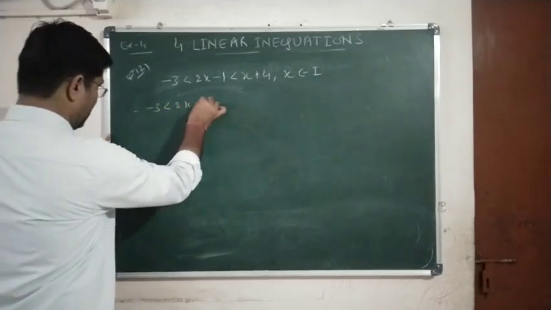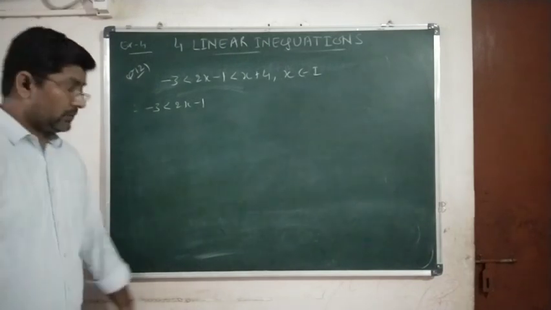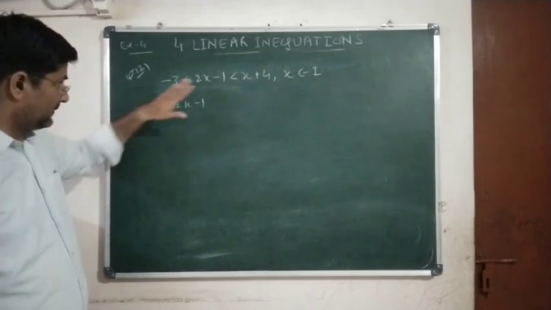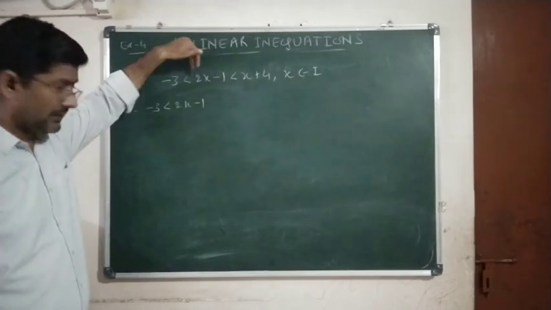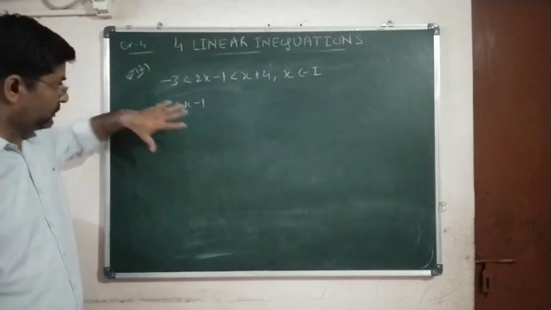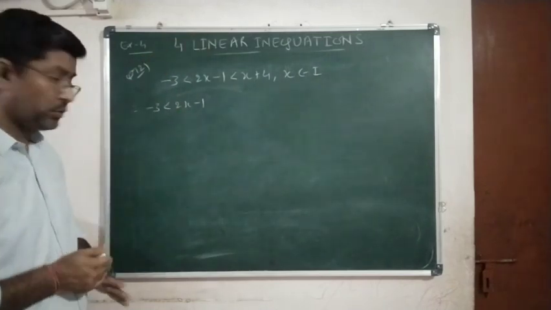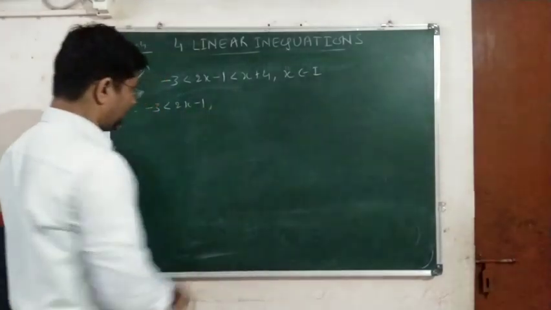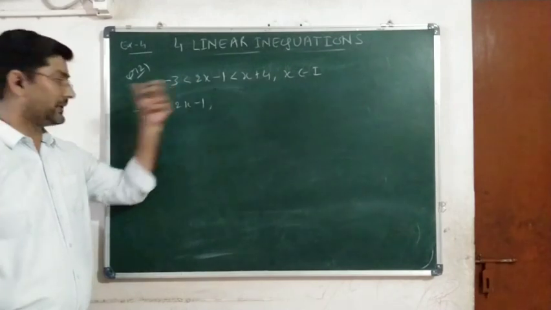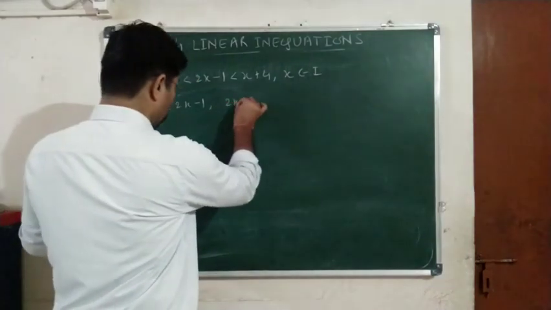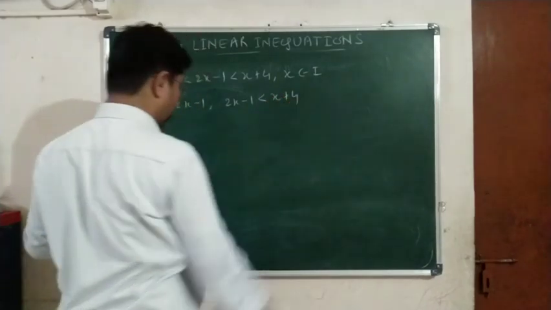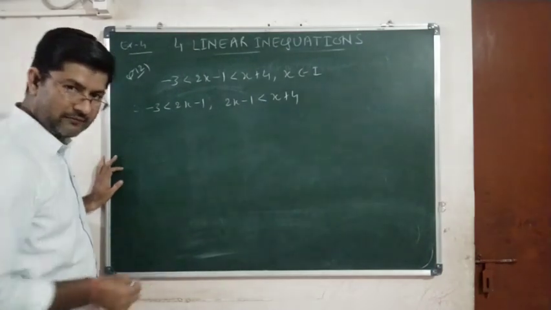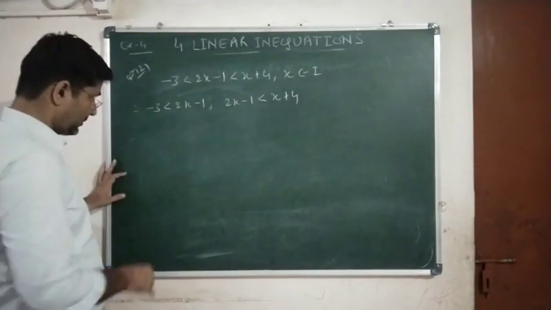Minus 3 is less than 2x minus 1. Clear? If x is not there, then we can solve directly, but if you have two or more terms involving x, then you will solve by separating into two inequations. So number 1 is minus 3 is less than 2x minus 1, and number 2 is 2x minus 1 is less than x plus 4. Clear? Now separately we will solve these inequations and then we will combine. So let us solve this.